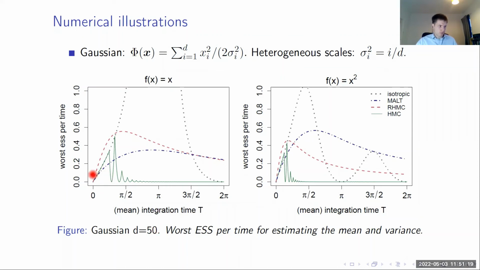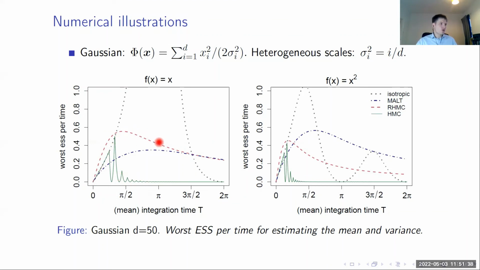As you can see, this is the green curve, and the efficiency is quite an erratic function of T. Right? And actually, it becomes more and more erratic as dimension increases. It is just an illustration for a condition number equal to 50, on typical problems that you can observe for HMC with fixed time.